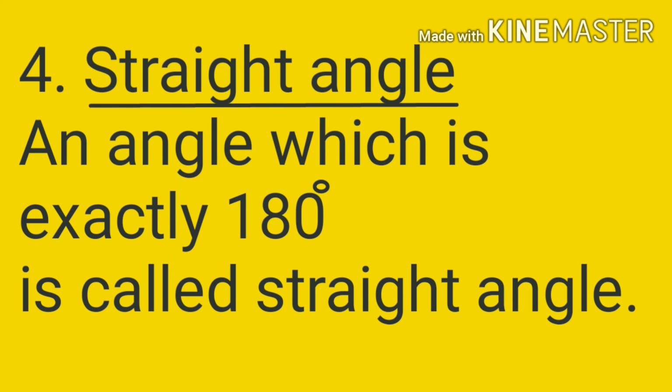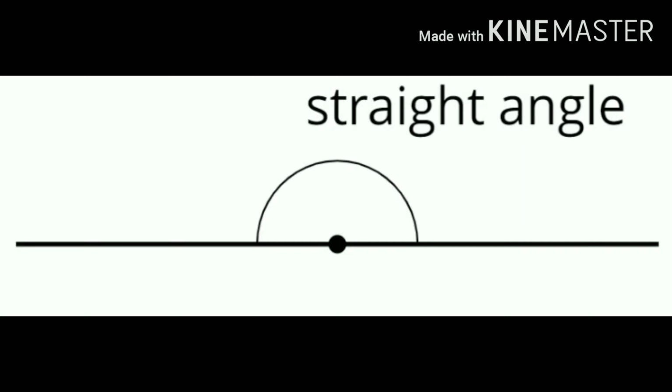Fourth one, straight angle. An angle which is exactly 180 degree is called straight angle. Consider this angle, 180 degree angle. 180 degree angle always forms a straight line. That is why it is called straight angle.